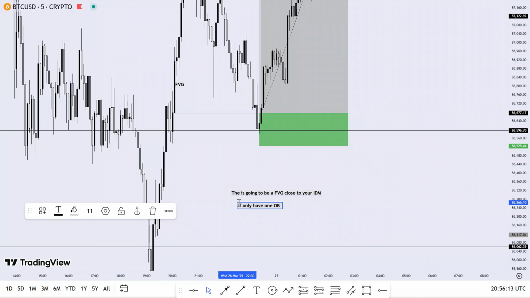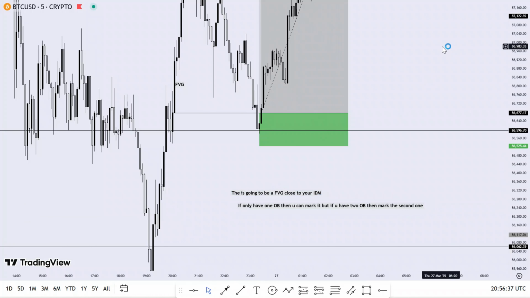If you only have one order block, then you can mark it. But if you have two order blocks, then mark the second one.